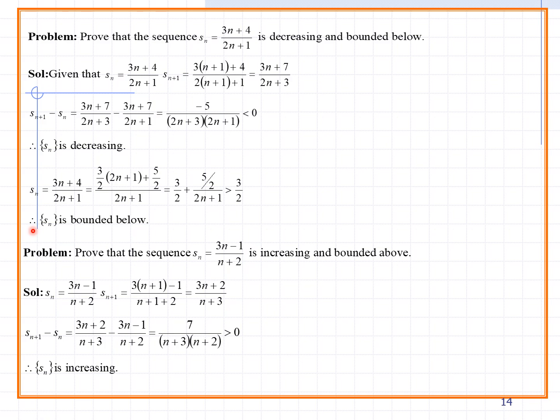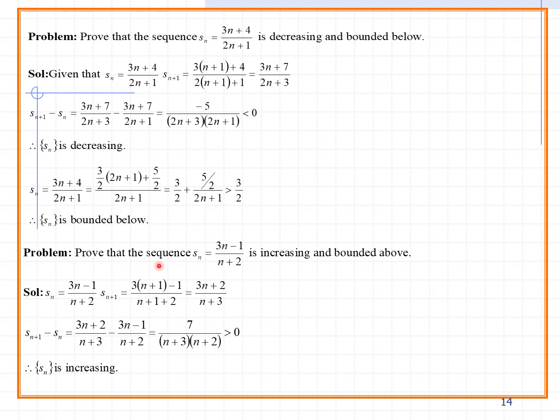Next, you can say it is bounded below. Sn is (3n plus 4) by (2n plus 1). Here how can we take that? I can write 3n plus 4 as 3 by 2 into (2n plus 1) plus 5 by 2, all over (2n plus 1). After that, the two terms can be divided: 2n plus 1 cancels, giving 3 by 2 plus (5 by 2) by (2n plus 1). Here I can substitute n tends to infinity in the denominator, so the value is greater than 3 by 2. Once you observe that this value is greater than 3 by 2, it is automatically bounded below. So the given sequence is decreasing, and it is also bounded below.